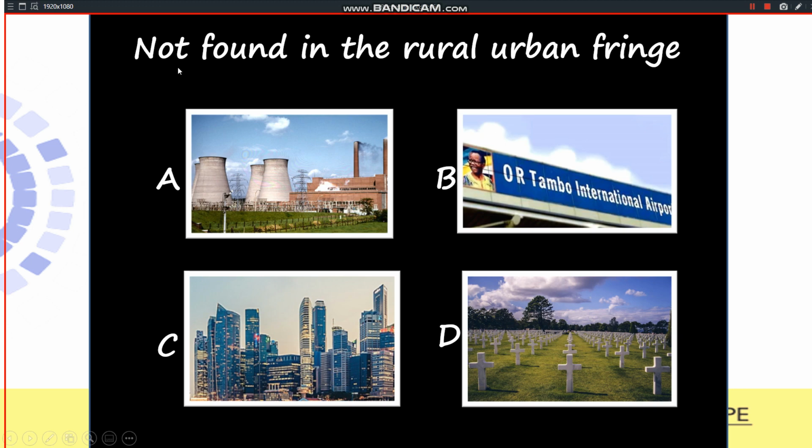There you have it. It shows you. If you look at these pictures here, which one is not found in the rural-urban fringe? It is C. Why? Because C is the CBD. It is not found in the rural-urban fringe. All the other ones, A, your industries, B, the airport, D, the cemetery, are found in the rural-urban fringe, but not your CBD, or Central Business District.